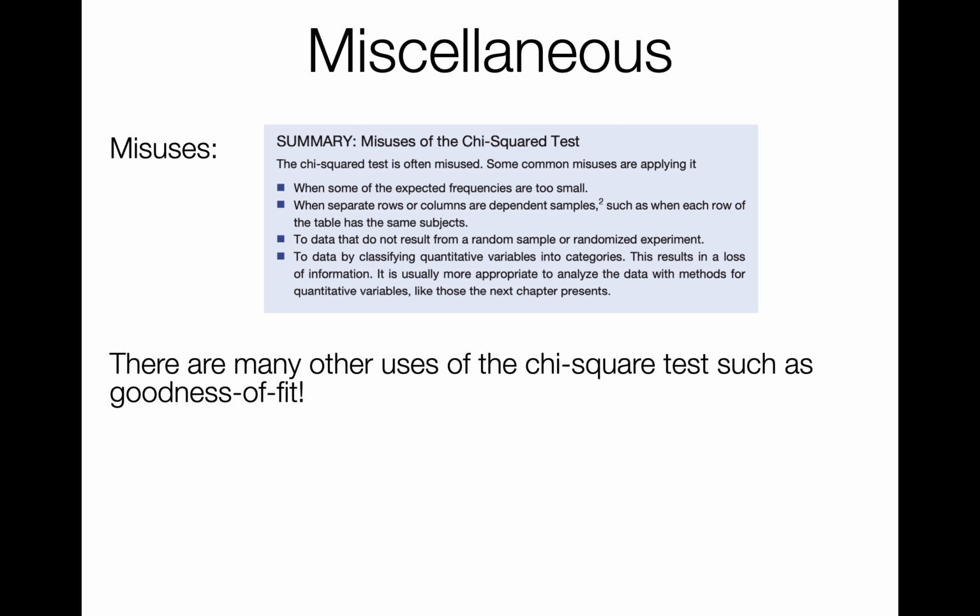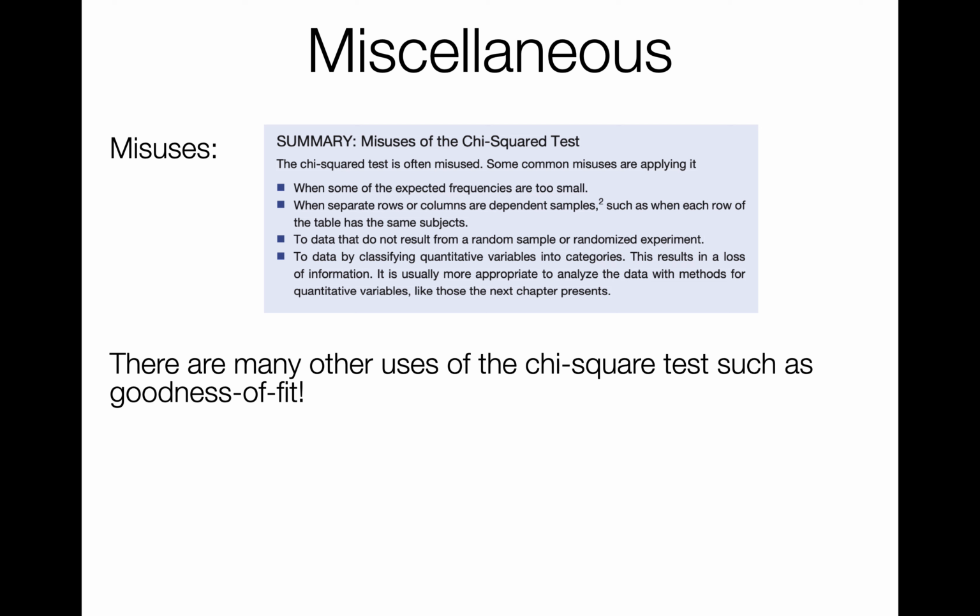Then the last thing I want to say is that there are a lot of other uses of the chi-square test, not just for independence. There are also things called goodness of fit, which can test if your data seem to come from a normal distribution or some other type of distribution. So we can do lots of different things with this chi-squared testing framework that we talked about.